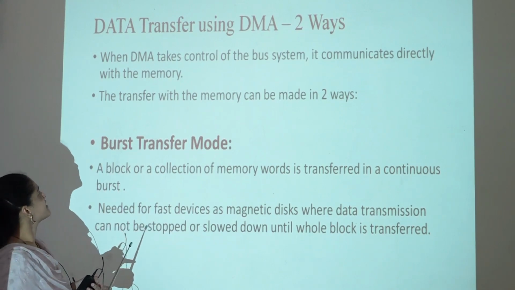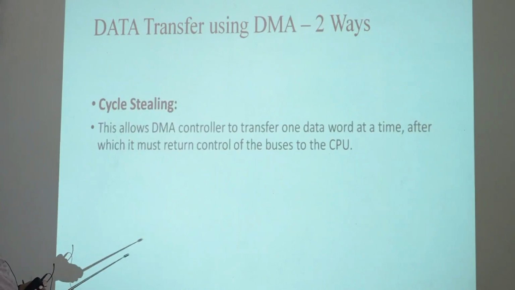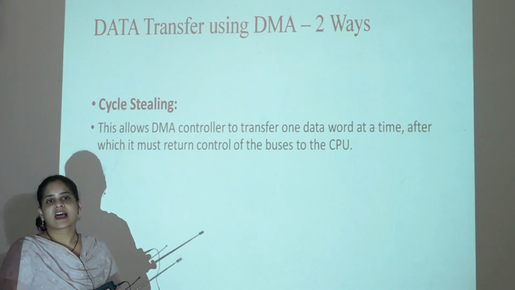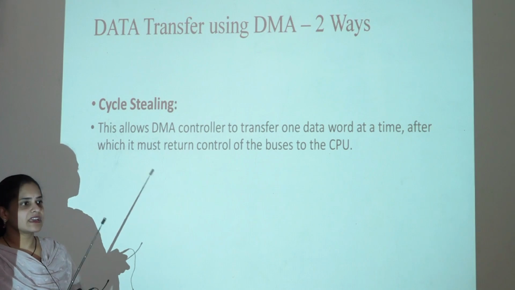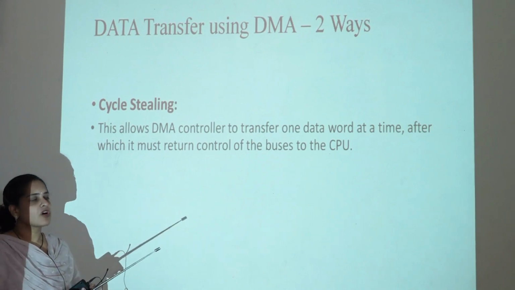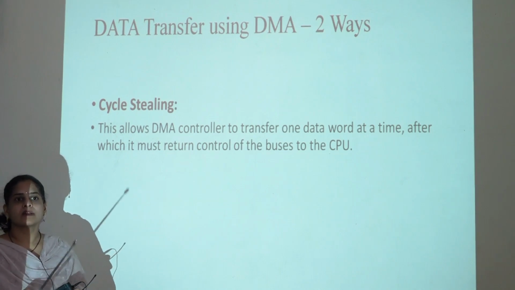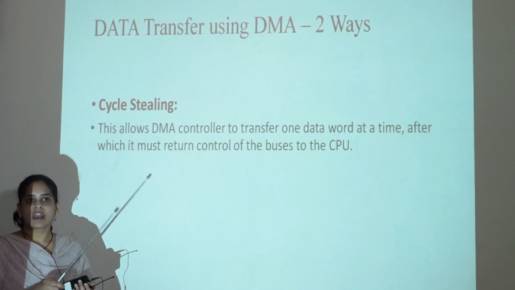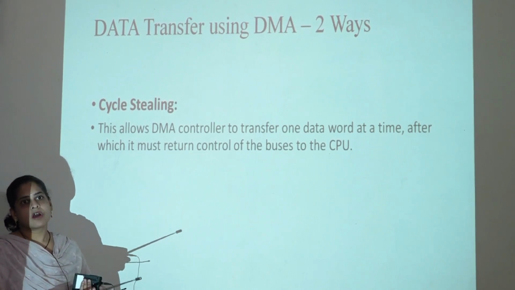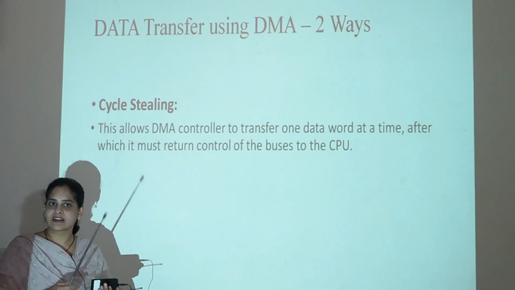The next type of mode is the cycle stealing mode. In the cycle stealing mode, it allows a DMA controller to transfer one word at a time. Here we transfer only one or two words at a time, because after each and every word is transferred from the input output device to the memory, we again give the bus grant back to the CPU, and then for the next word we have to get access to the bus and then transfer the next word.